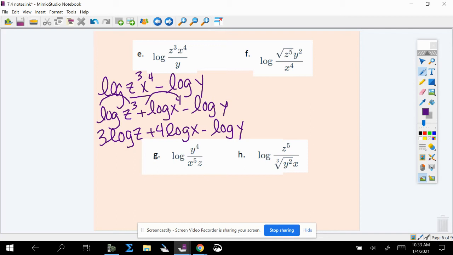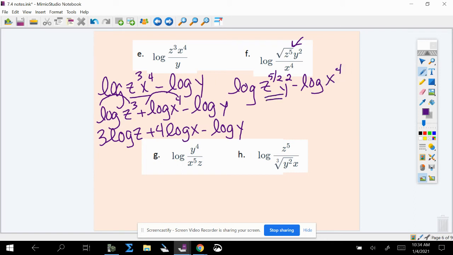So the next one, I'm going to pull apart the division with subtraction. So I'm going to have log. Now, this is written kind of strange. When I have a radical and a power, I want to think about what power actually is that. So I want to do power over root. It's currently the fifth power, the square root. So that's actually going to be z to the 5 halves power. Fifth power, square root is the 1/2 power. And then I still have the y squared minus log of x to the fourth.